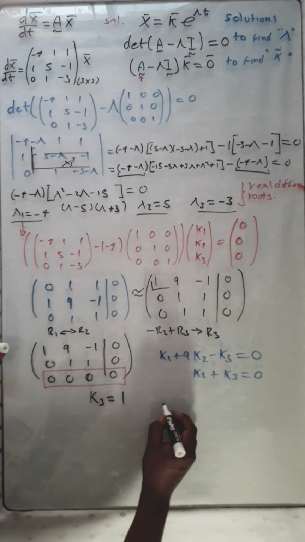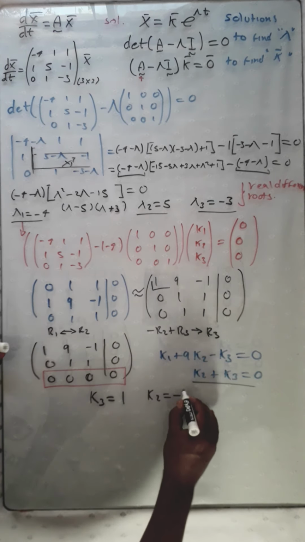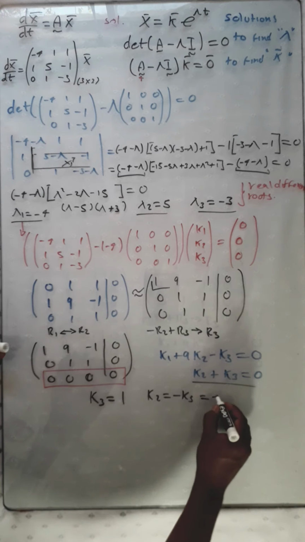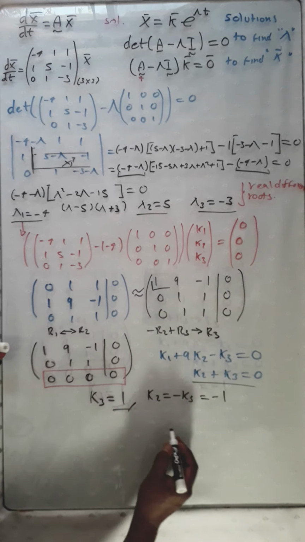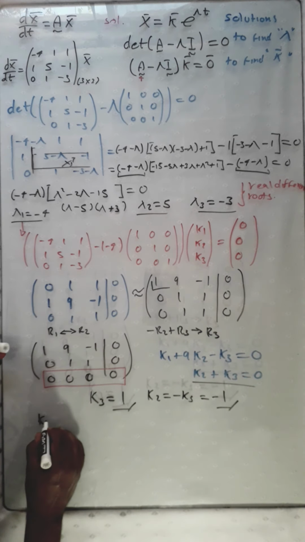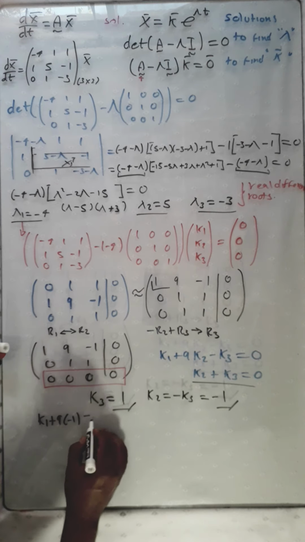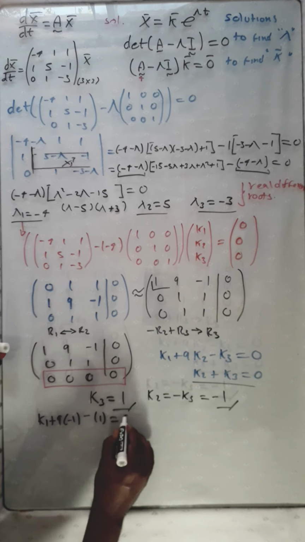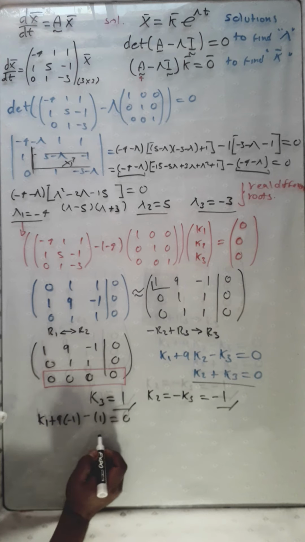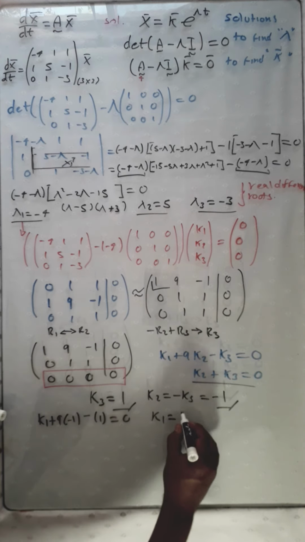So what happens to the equations? In this case, for this one, k2 is equal to minus k3, so that means it is equal to minus 1. So you got k3 and k2. Now for k1, it is going to be k1 plus 9 k2, which is minus 1, minus k3, which is just 1, equal to 0. So minus 1 and minus 1 is going to be minus 10. To the other side, k1 is equal to 10.